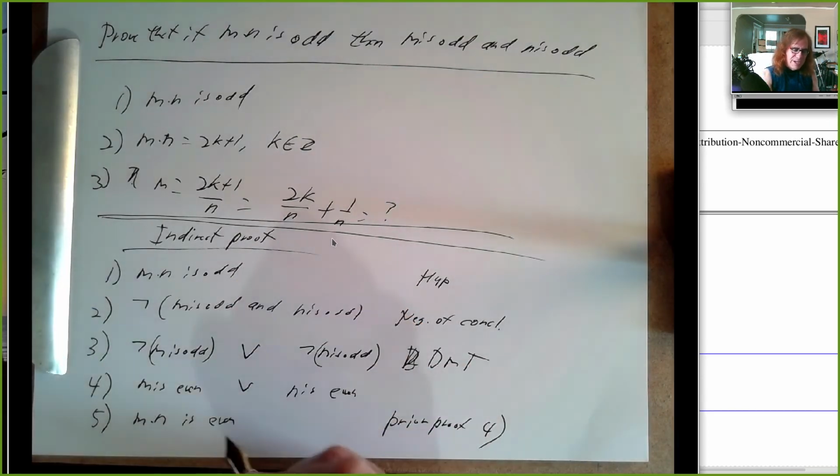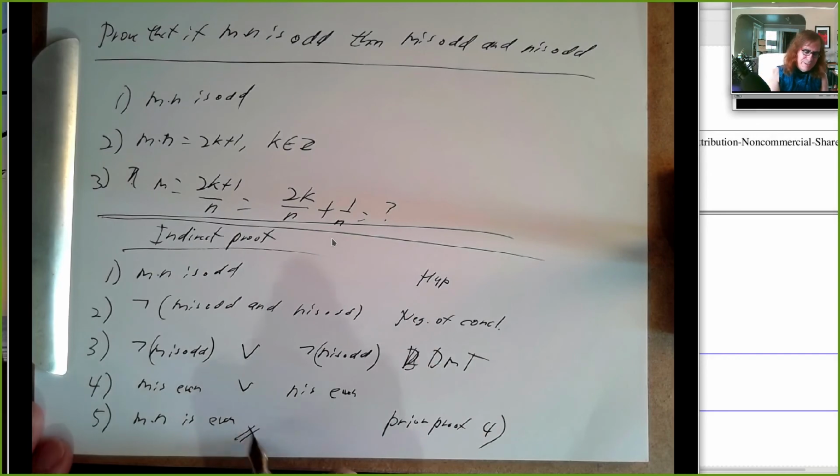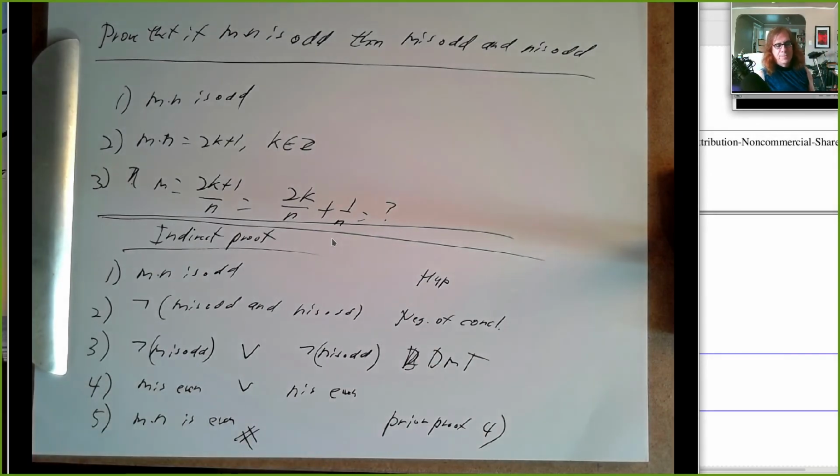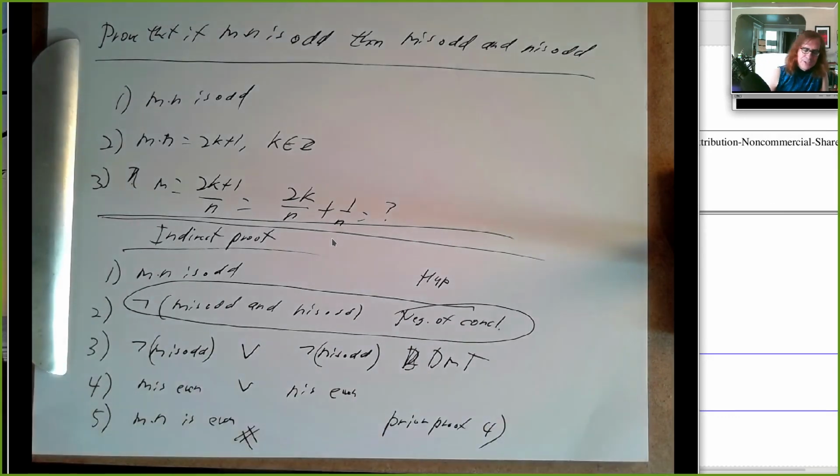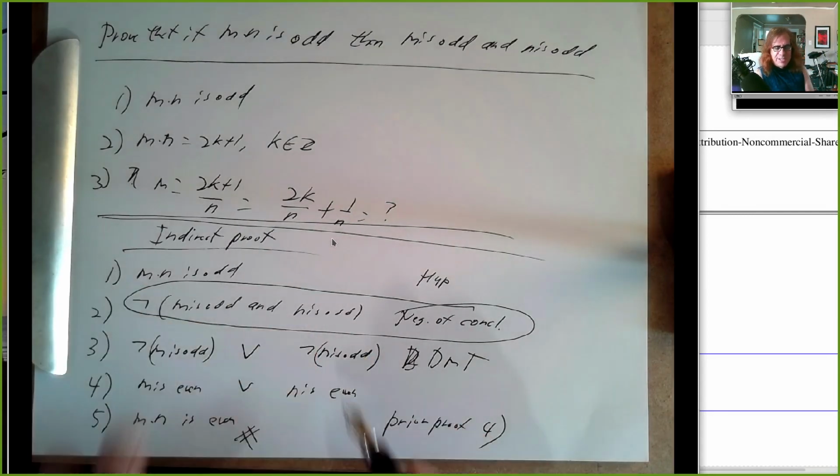M times n is odd, m times n is even. That's a contradiction. And once we reach the contradiction, we can say, well, this must be incorrect. Negating the conclusion gives us something false, therefore the conclusion is true, therefore m is odd and n is odd. That's the end of your proof.